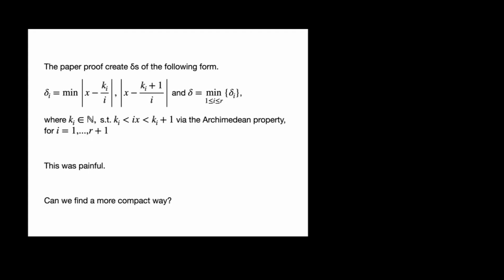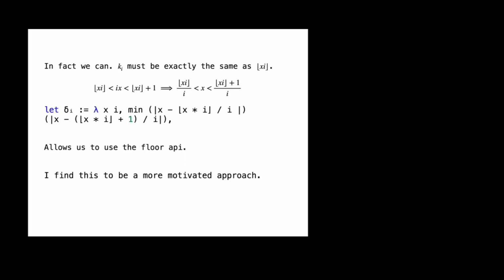And so it was at this point I said, okay, stepping back, can we find a more compact way of representing these delta i's? And in fact, we can. k of i must be exactly the same as the floor of x times i. There is the inequality which we derive from this. And what's really nice about this is we get a very compact representation in Lean as a lambda function. And it's as simple as the following in the middle of the slide.